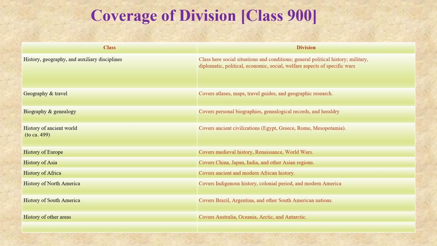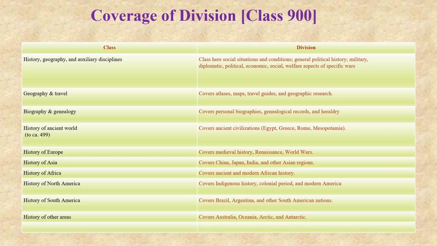Class 920 covers biographies, genealogy and heraldry. It includes materials related to the life stories of individuals, family histories and studies of lineage and coats of arms. Here, heraldry means the study of the history of famous families. Individual biographies can also be classified in other DDC sections based on subject, that is a scientist's biography in 500 and an artist's biography in 700.